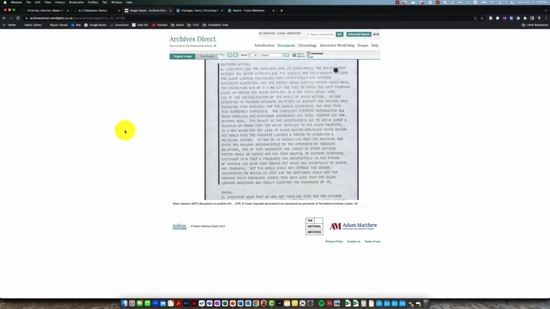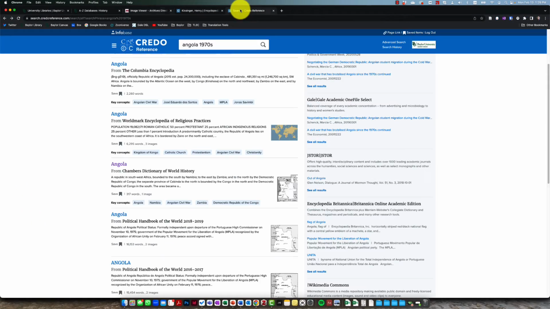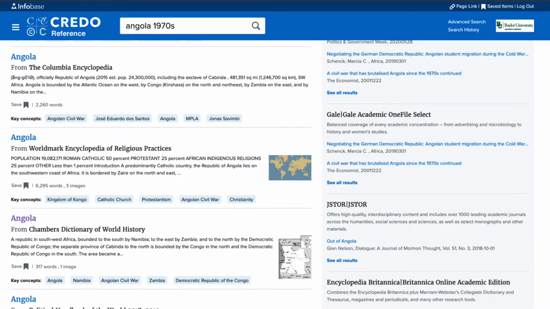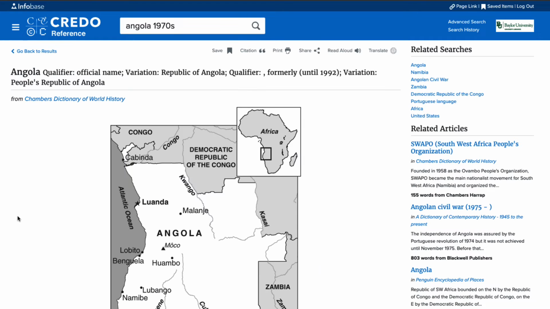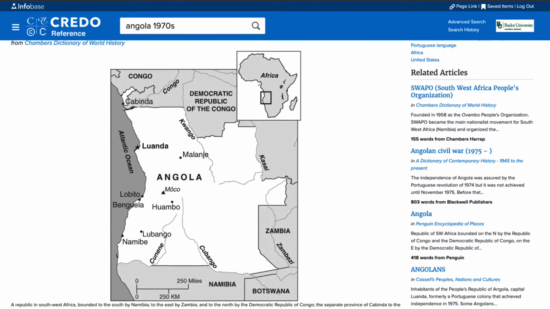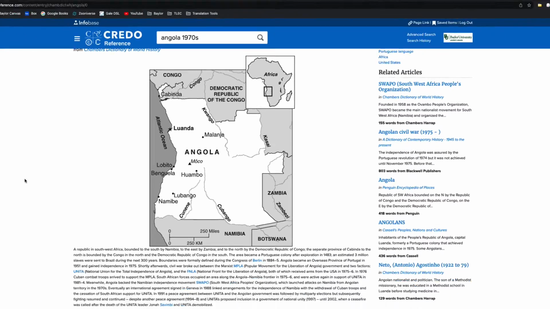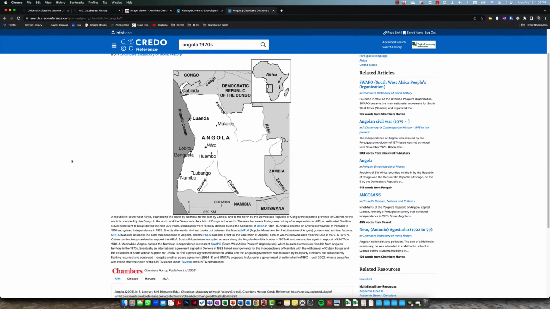Well, again, let's do the work of contextualization. Go to Credo and I just typed in Angola 1970s. I got a bunch of articles here on the country of Angola, and I went specifically to a tertiary source on world history, a historical one, right? The Chambers Dictionary of World History. And if you go to the article here on Angola, it'll give you a little bit about where Angola is and the state itself. But then it had this really important sentence which helps us understand and contextualize what we were seeing in the primary source.